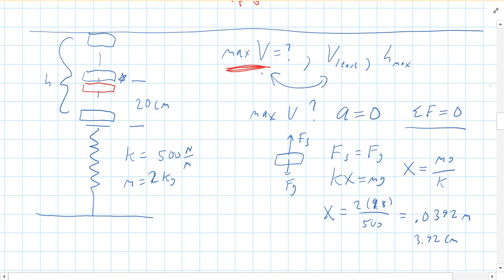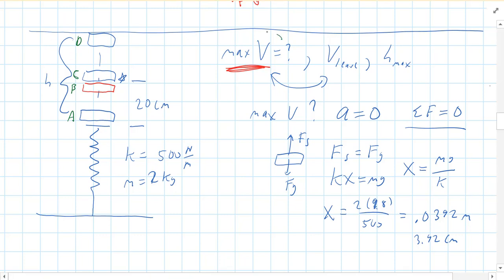So we really have 4 points in this book's motion. We have where it started, we're going to call that A. We have the place where it reaches its max velocity, that's going to be B. We have the moment when it leaves the spring, we're going to call that C. And then we have when it reaches its max height, we're going to call that D. So it's really important that you distinguish those 4 locations.